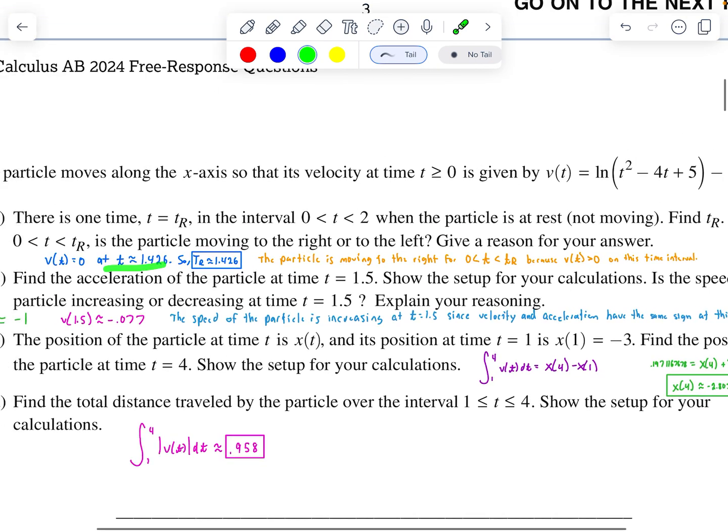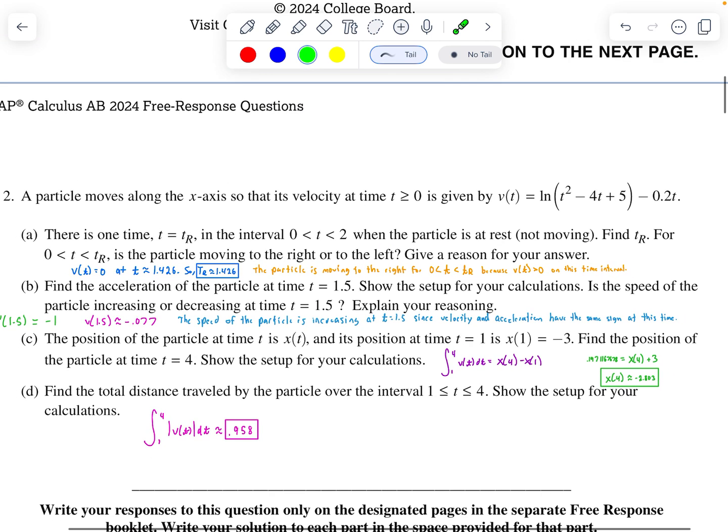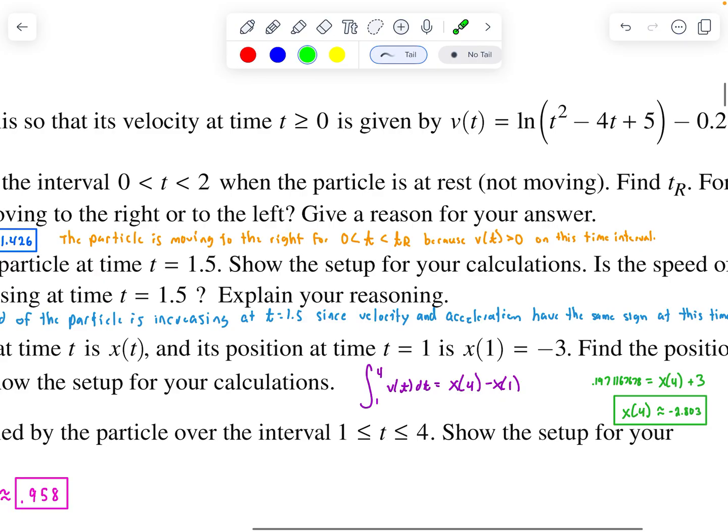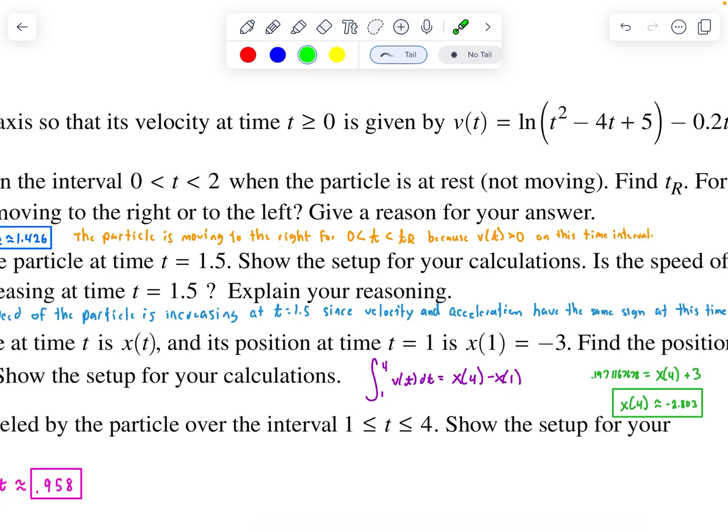And then it wants to know if the particle is moving left or right during that interval from 0 to the time we just found. And you can just look at the graph of v of t. Since v of t is always positive, or above the x-axis, on this time interval, the particle is always moving to the right during that time.